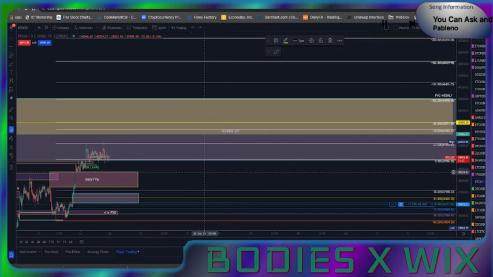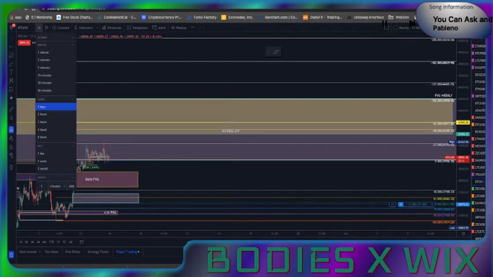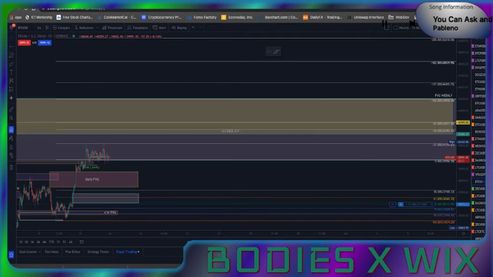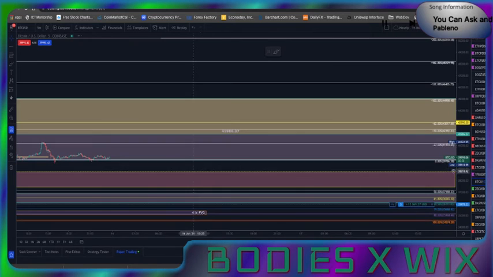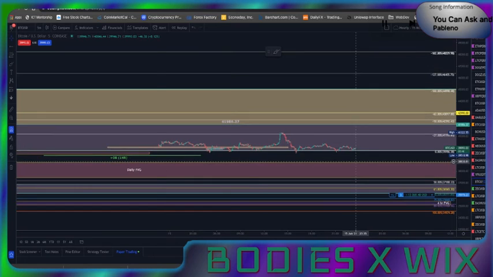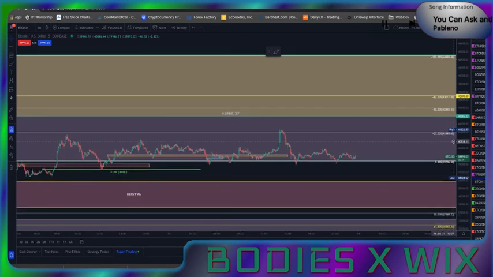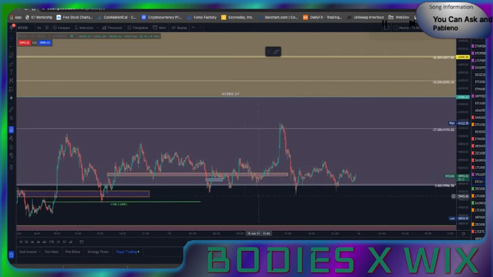I personally would expect it to fall because we haven't got into this daily fair value gap just yet. If I went into the 5 minute, let me see what's looming in here. And look, we even have a 1 hour order block. Let's stretch this thing out just a little bit.